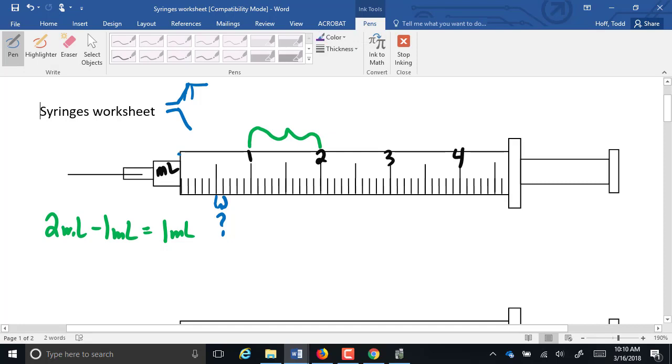Next, we need to figure out how many divisions there are. From the 1 to the 2, there's 1, 2, 3, 4, 5, 6, 7, 8, 9, 10 divisions, aren't there? So divide by 10. 1 milliliter divided by 10 is 0.1 milliliter per division. So each division on here is 0.1 milliliter.